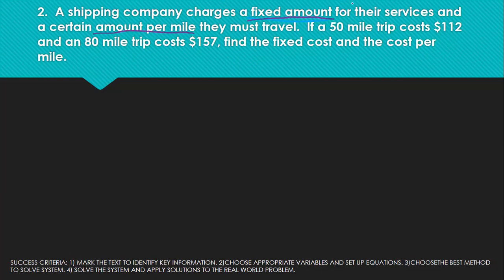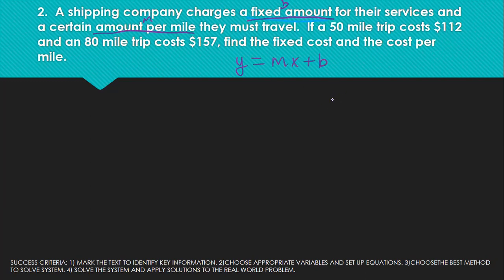What are those key things telling me? We have a fixed amount and a per. What should you think about when you hear that? Slope and y-intercept. That's what I was looking for. You have a fixed amount, that's your y-intercept. You have an amount per mile, that is your slope. So our format is going to be y equals mx plus b. Does that make sense?